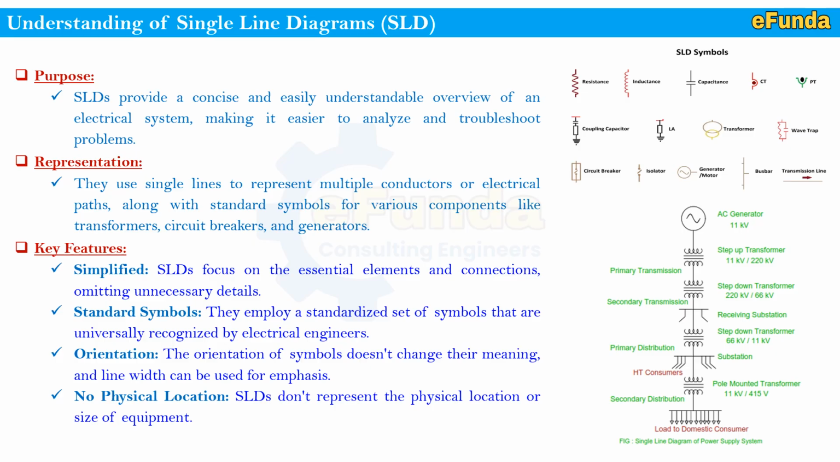Then, receiving at the substation, it is further stepped down by the transformer from 66 kV to 11 kV, primary distribution, then goes to the substation and further to HT consumers, as well as the pole mounted transformer, which again converts 11 kV into 415 volt, then secondary distribution to the load, domestic consumers. This is how the power supply distribution is done by the electricity board, and it is represented in a simple format. That form is called the single line diagram.